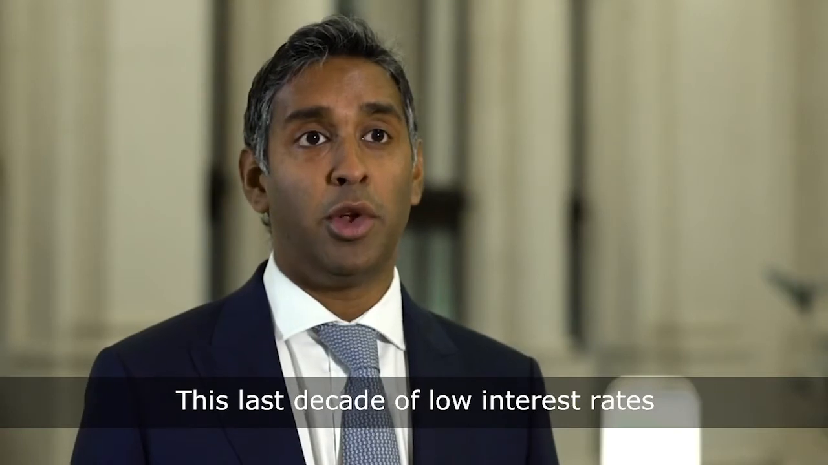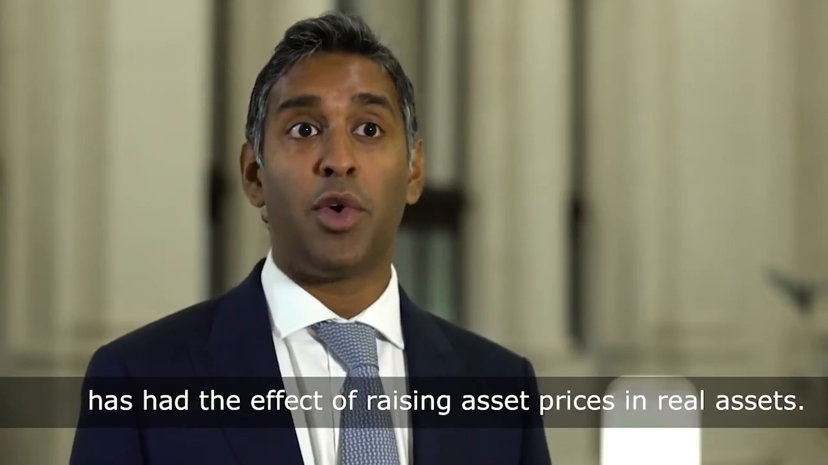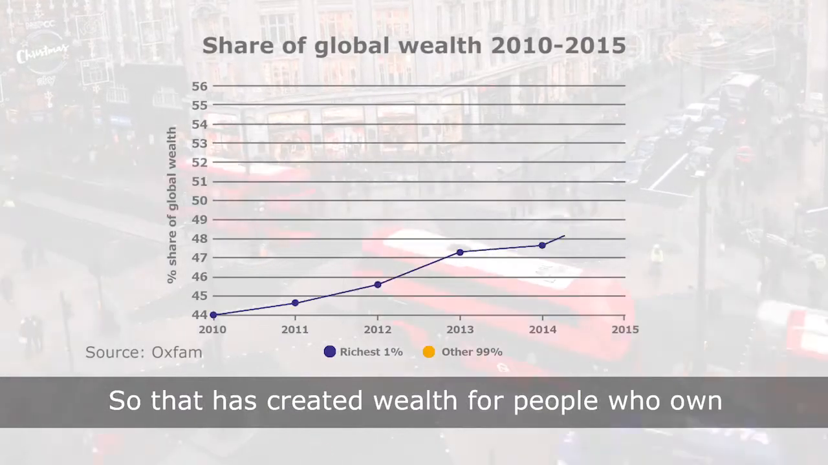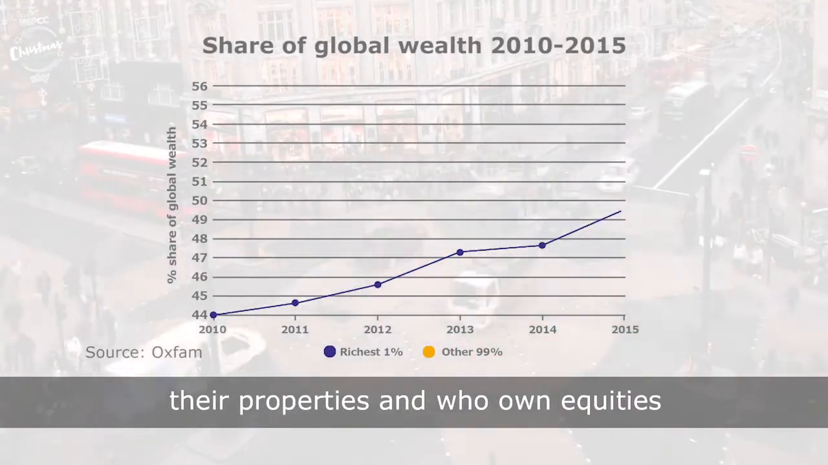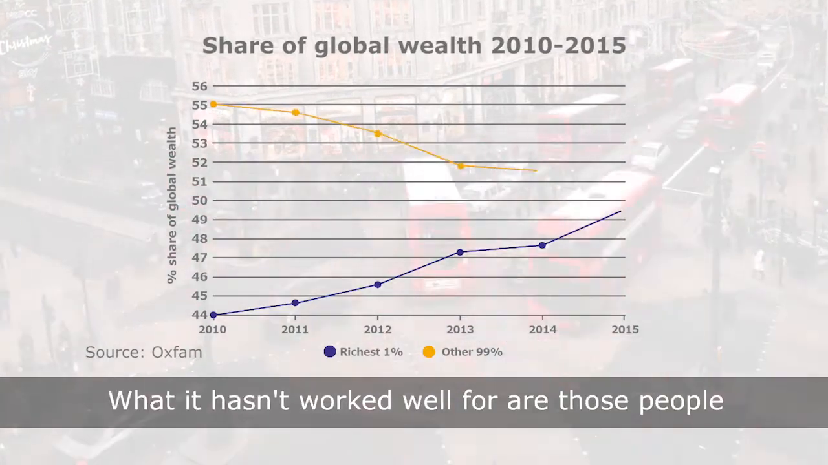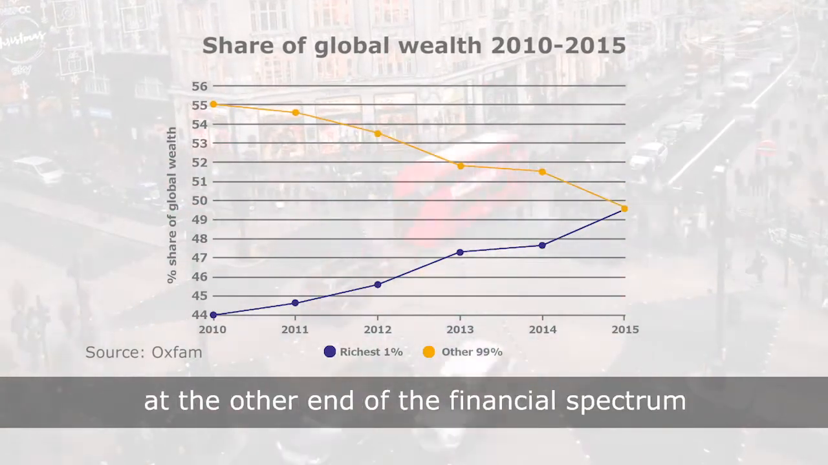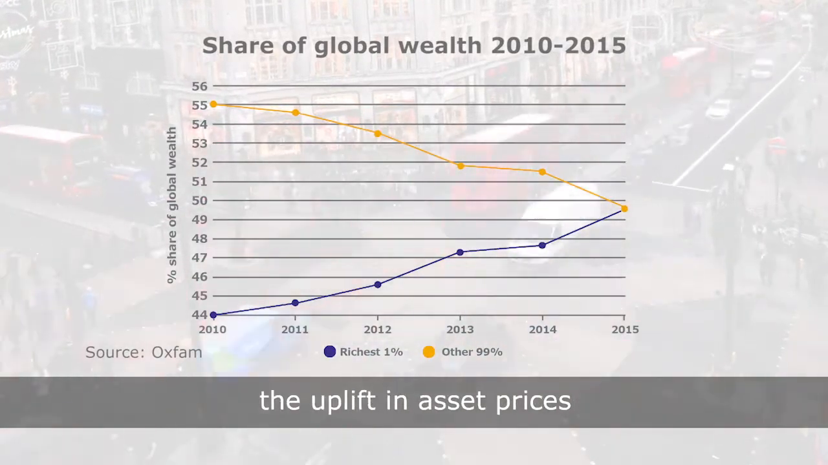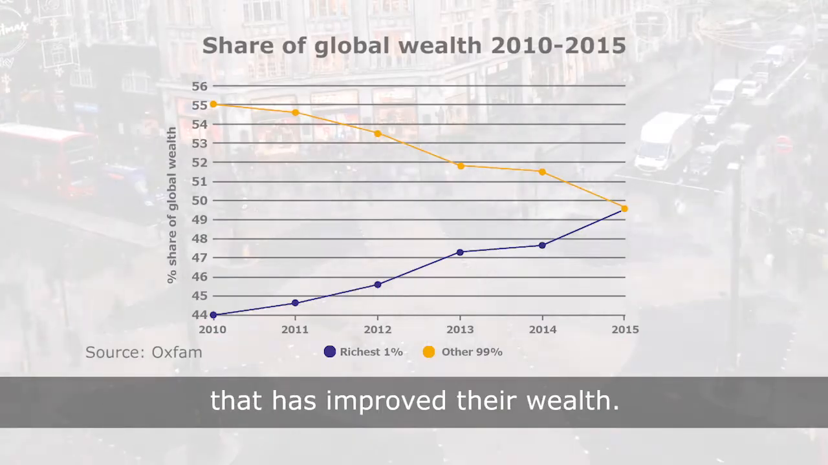This last decade of low interest rates has had the effect of raising asset prices in real assets. So that has created wealth for people who own their properties and who own equities on the stock market. What it hasn't worked well for are those people at the other end of the financial spectrum who are asset renters and perhaps haven't had the uplift in asset prices that has improved their wealth.